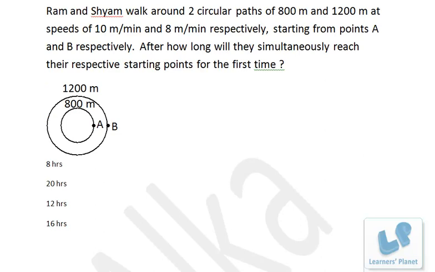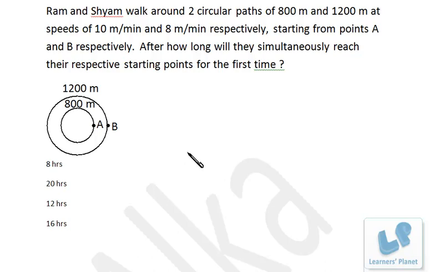Now this problem. Ram and Sham walk around 2 circular paths of 800 meter and 1200 meter at speeds of 10 meter per minute and 8 meter per minute respectively, starting from point A and B respectively. After how long will they simultaneously reach their respective starting points for the first time? Now again a simple problem based on LCM.